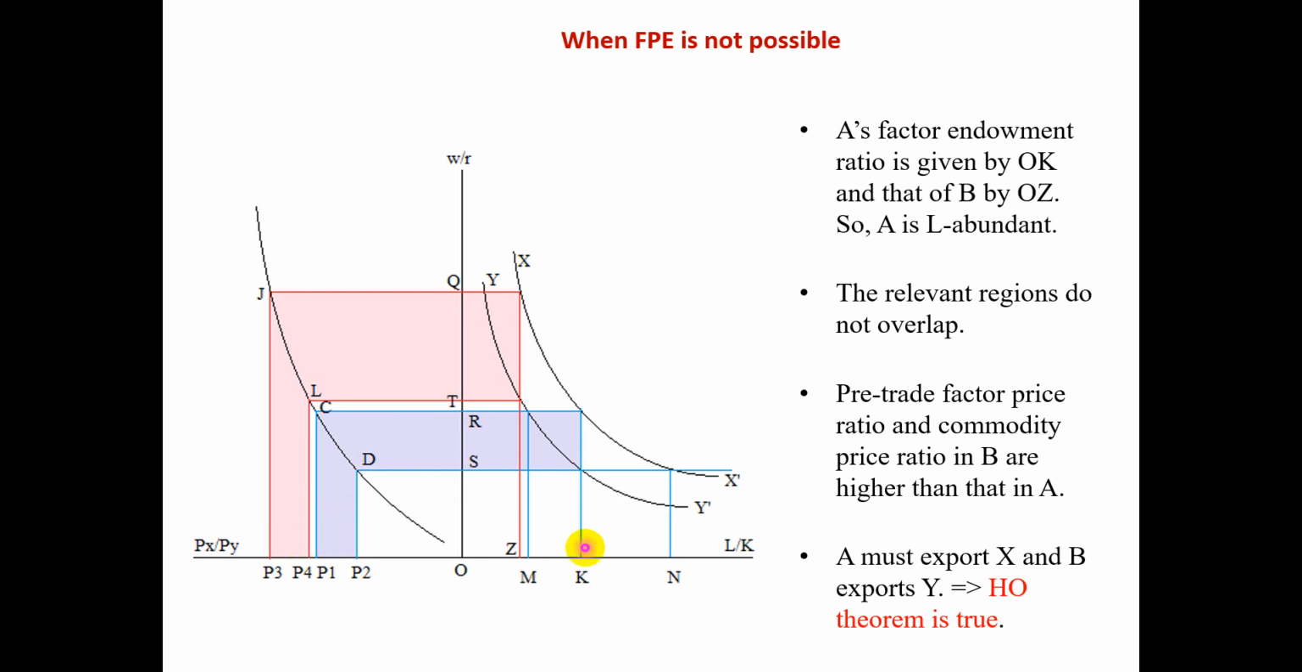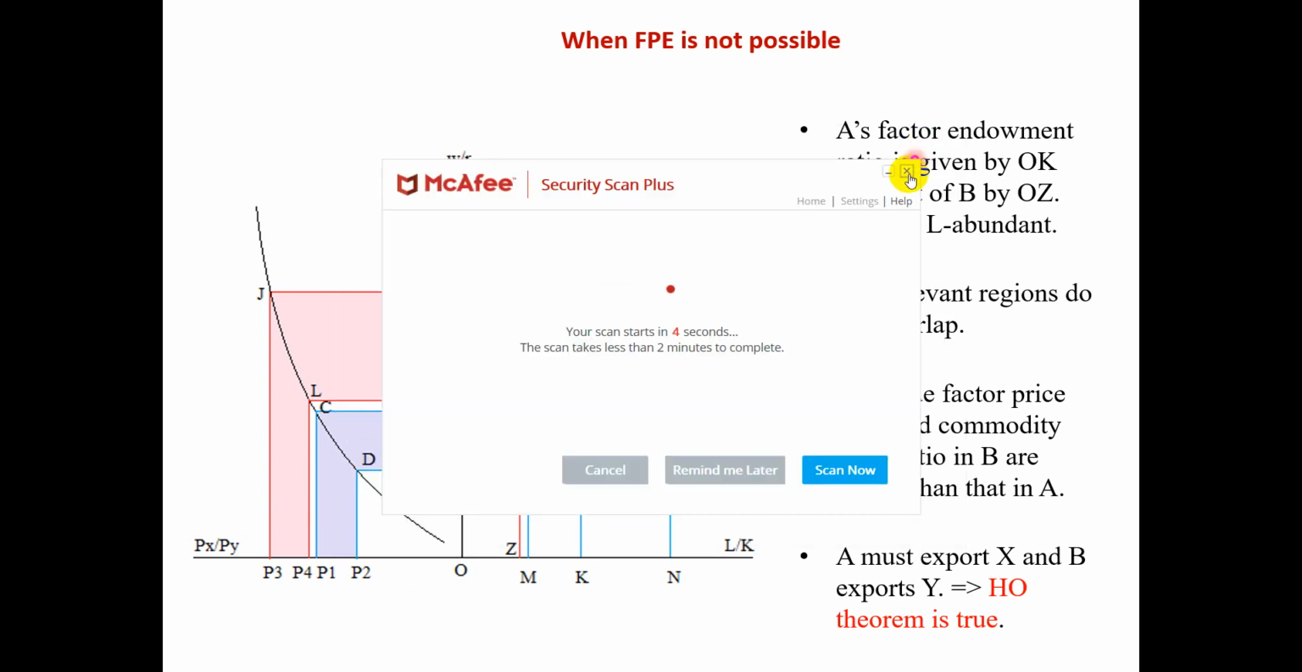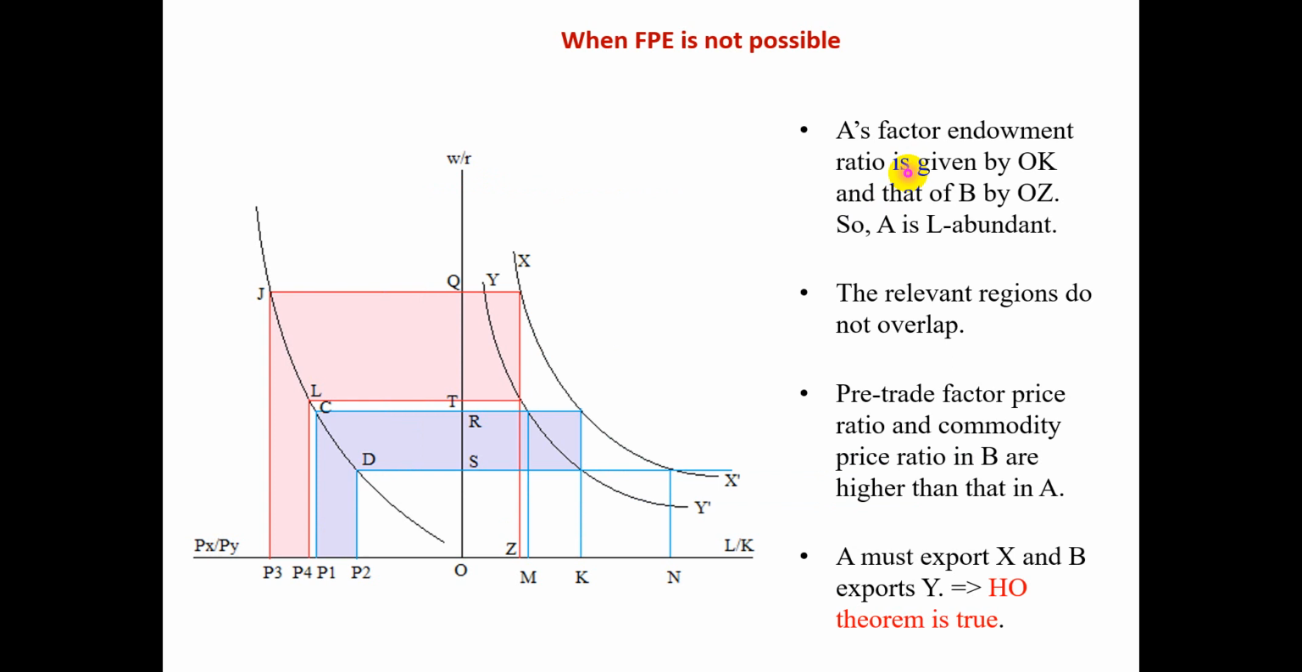So therefore, the pre-trade factor price ratio and the commodity price ratio in B will be lying somewhere here in this P3, P4 range, and for the country A, it will be lying somewhere in this P1, P2 range. So therefore, the commodity price ratio Px by Py in A is less than Px by Py in B. Therefore, A must export X and B must export Y. So therefore, the Heckscher-Ohlin theorem is true in this context.